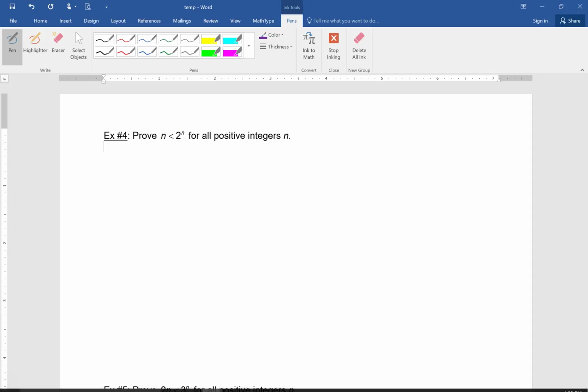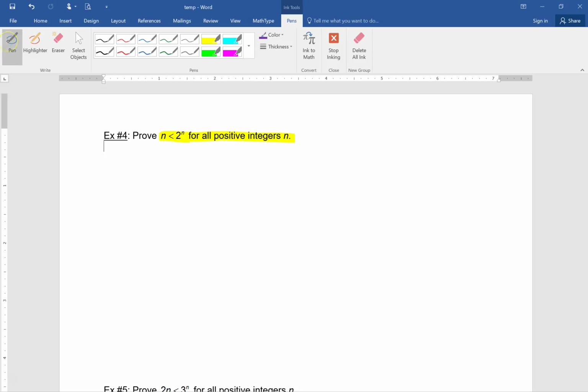Welcome to calculus. All right, so here we have n is less than 2 to the n, for all positive integers. This is what you have to prove. And it doesn't take much to convince yourself that that's true, right? Any number is less than 2 to the power of that number.